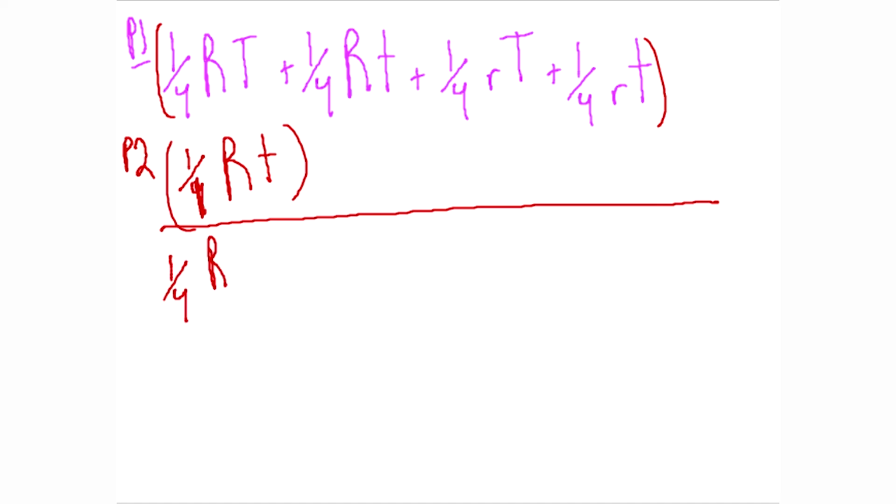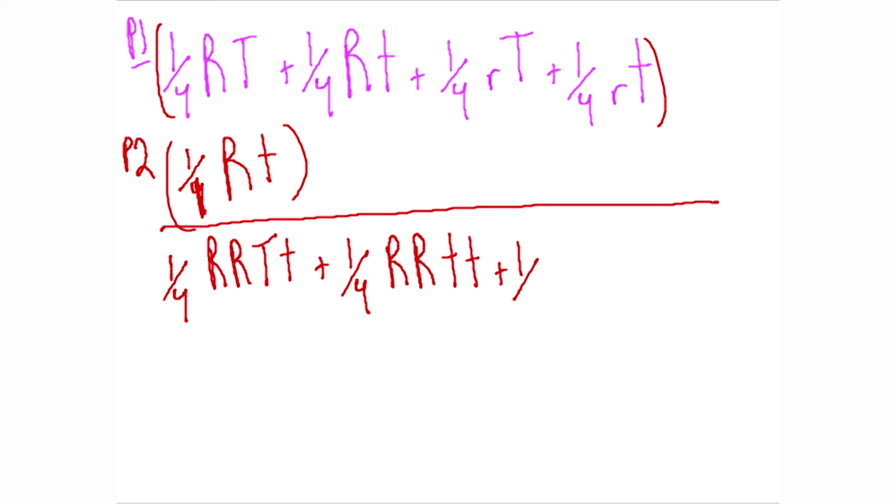1/4 big R, big R, big T, little t, plus 1/4 big R, little r, little t, little t, plus 1/4 big R, little r, big T, little t, plus 1/4 little r, little r, little t, little t. This is the genotypic ratio.